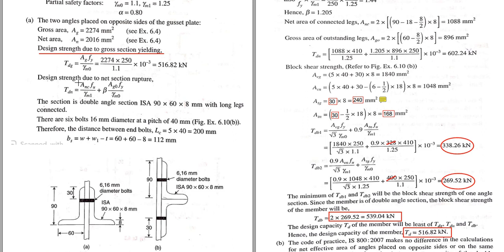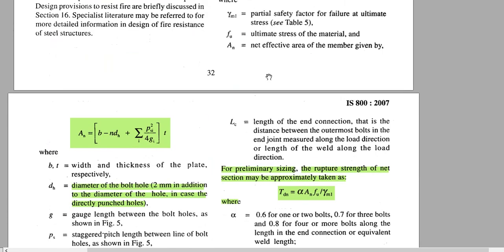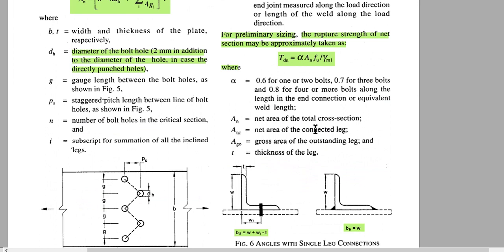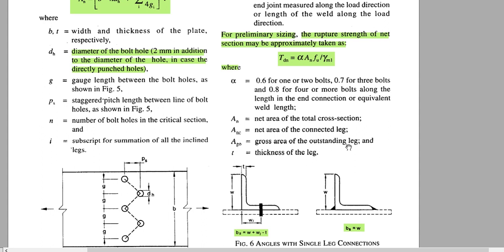Okay, so what is ANC? ANC is, look at this, the net area of the connected leg. Okay, so net area of the connected leg. So here beta is explained, AGO is equal to the gross area of the outstanding leg. Okay, and T is the thickness of the leg.